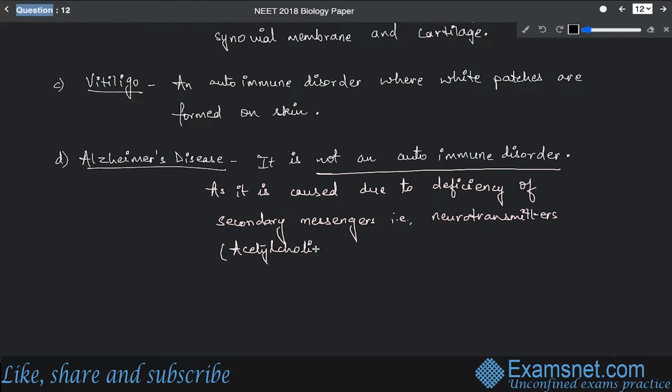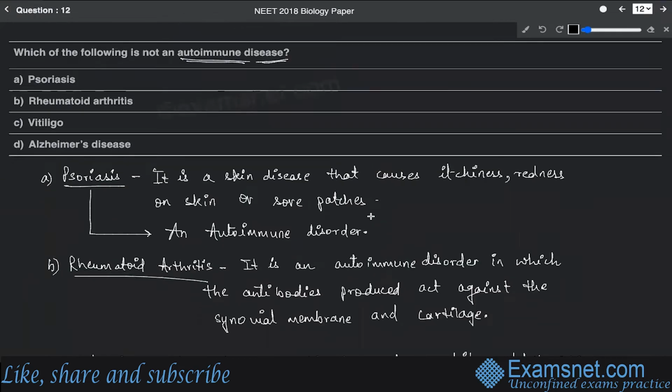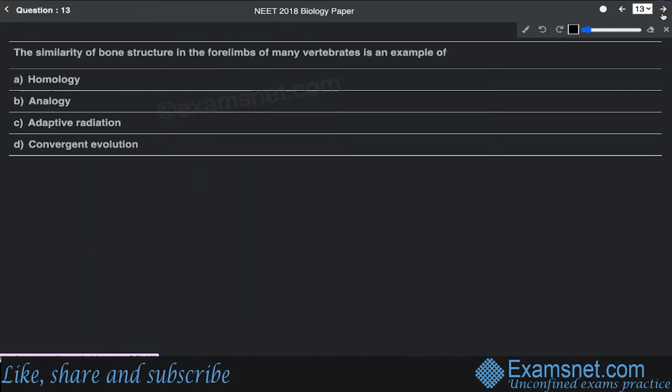Acetylcholine is one of the examples of a neurotransmitter. All right. So option D is considered to be the correct answer. That means since here it is asking for not an autoimmune disorder. All right. Now, next is question number 13.